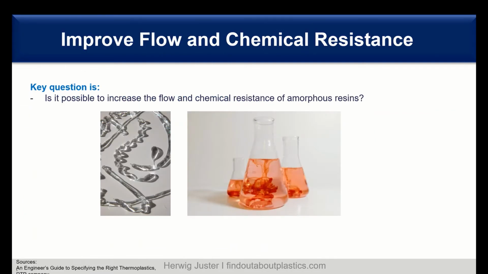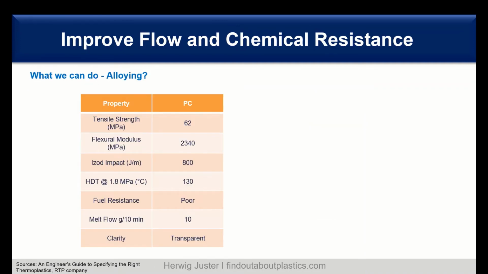Okay, so now the key question: is it possible to increase the flow and the chemical resistance of amorphous resins? Short answer is yes, it is possible. And now we have a look at how we can do this. One way to do this is by alloying with another material, in most cases a semi-crystalline material. So I have here as example polycarbonate.